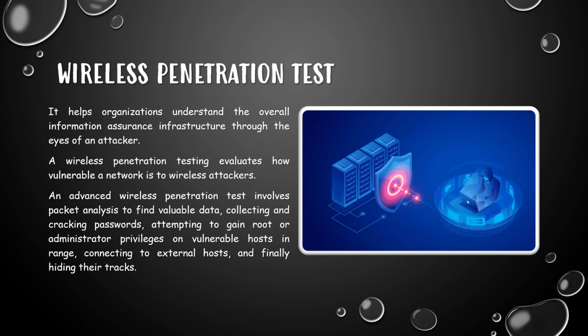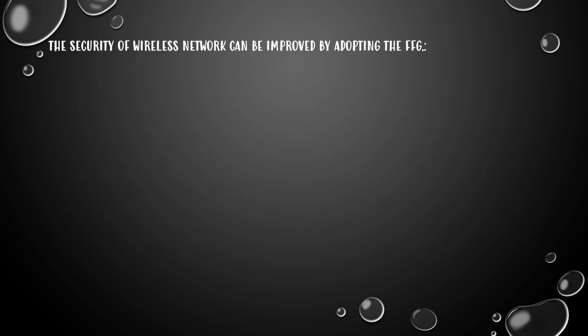So, a basic wireless penetration test task may be limited to the ability to connect to the access point and get free bandwidth to the internet. And an advanced wireless penetration test involves packet analysis to find valuable data, collecting and cracking passwords, attempting to gain root or administrator privileges on vulnerable hosts in a range, connecting to external hosts, and finally hiding their task. And the security of a wireless network can be improved by adopting the following.